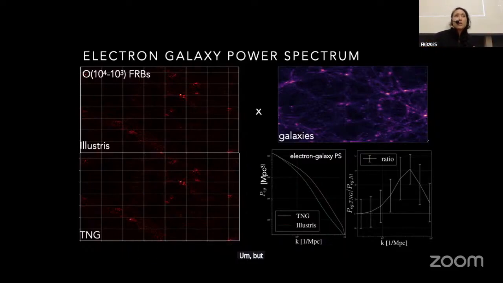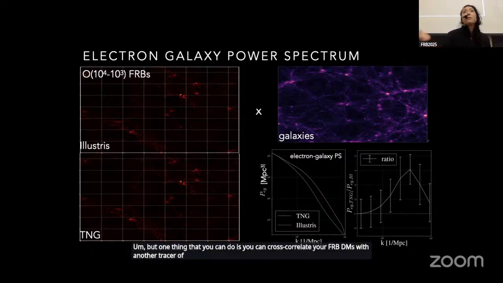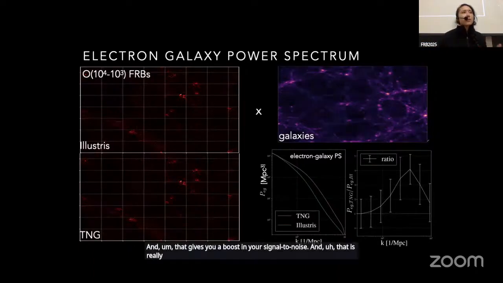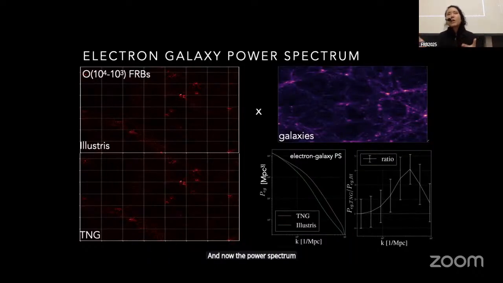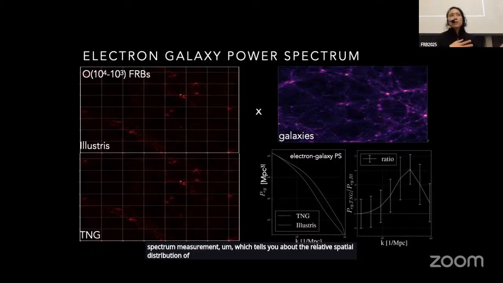But one thing that you can do is cross-correlate your FRB DMs with another tracer of matter for which there's an abundance of measurements. And that gives you a boost in your signal to noise. And that is really one of the main motivations for cross-correlating FRB DMs with foreground galaxies. And now the power spectrum measurement you get is an electron galaxy power spectrum measurement, which tells you about the relative spatial distribution of electrons and galaxies, which you can still use to constrain feedback.